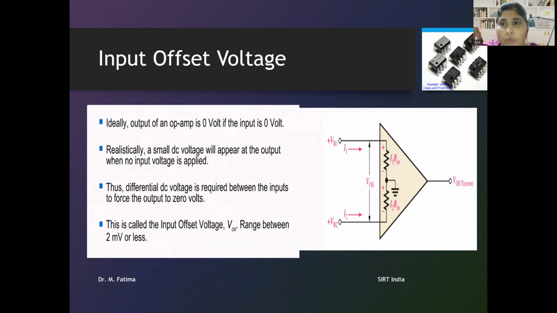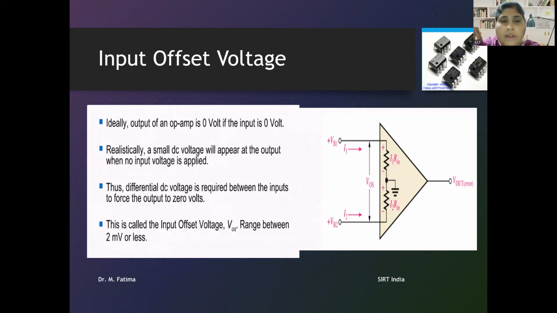So to make this output offset voltage equal to 0, or null, a small DC voltage is given at the input. Like here, VB1 and VB2, these two DC inputs are given to the op-amp, and the values of these two DC inputs are equal to make the output null. So VB1 and VB2 are called input offset voltages. This is generally in the range of 2 millivolt or less.